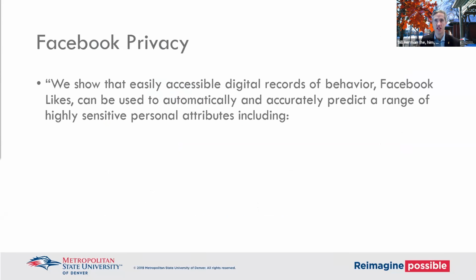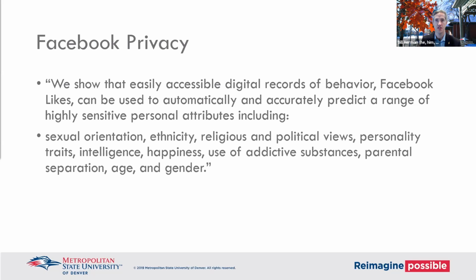We show that easily accessible digital records of behavior, Facebook Likes, can be used to automatically and accurately predict a range of highly sensitive personal attributes, including sexual orientation, ethnicity, religious and political views, personality traits, intelligence, happiness, use of addictive substances, parental separation, age, and gender.